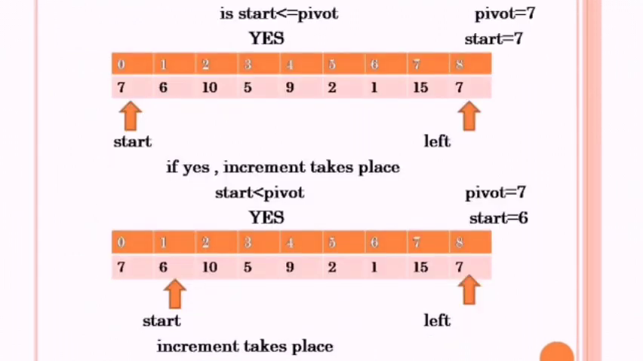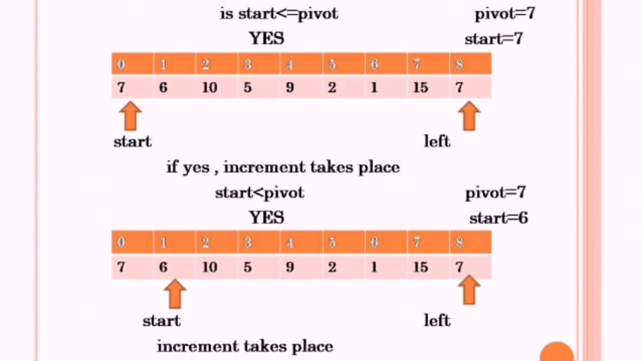By using this rule only, we need to solve the algorithm. Here I have chosen 7 as pivot and the start is 7. Is start less than or equal to pivot? Yes, 7 is equal to 7. So if the condition is true, we need to increment the start. Increment takes place. So the start is now at index 1. You can see in the down box that start is at index 1.